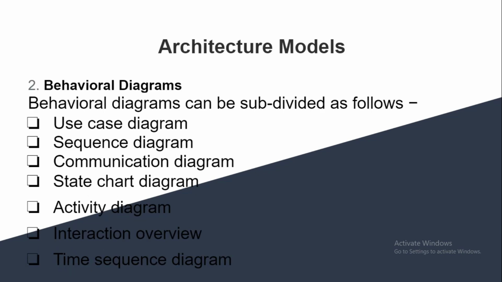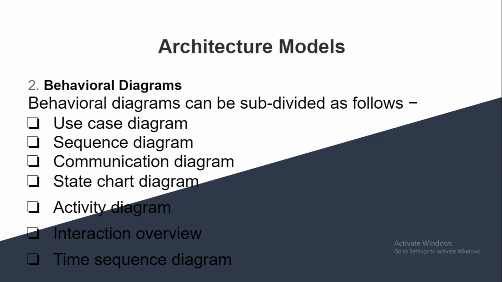What are behavioral diagrams? Behavioral diagrams basically capture the dynamic aspect of a system. Dynamic aspects are basically the changing, moving parts of a system. UML has the following types of behavioral diagrams. Use case diagram describes the relationship among the functionalities and their internal and external controllers. These controllers are known as actors.